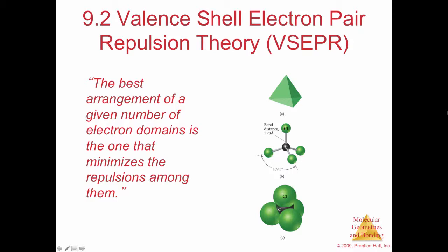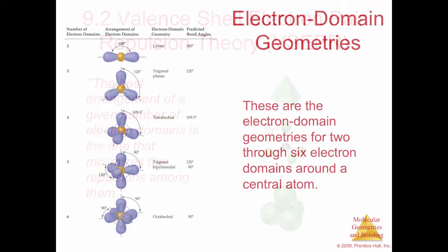9.2 Valence shell electron pair repulsion theory, VSEPR. The best arrangement of a given number of electron domains is the one that minimizes the repulsions among them. Electron domain geometries. These are the electron domain geometries for 2 through 6 electron domains around a central atom. They are linear, trigonal planar, tetrahedral, trigonal bipyramidal, and octahedral.